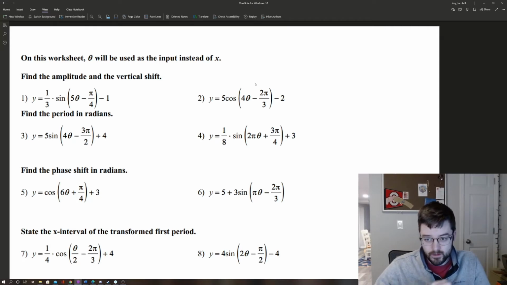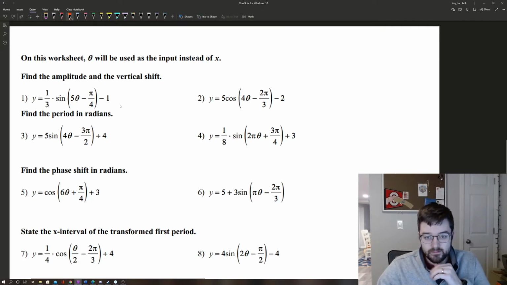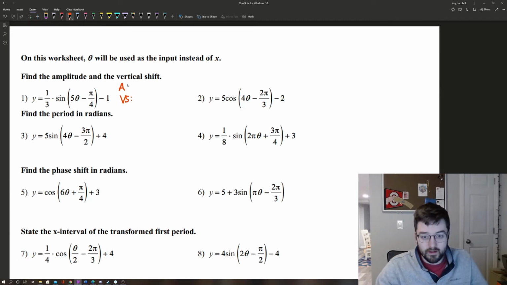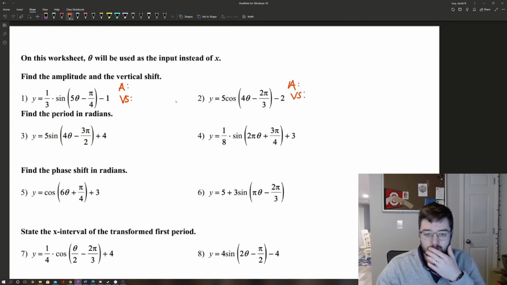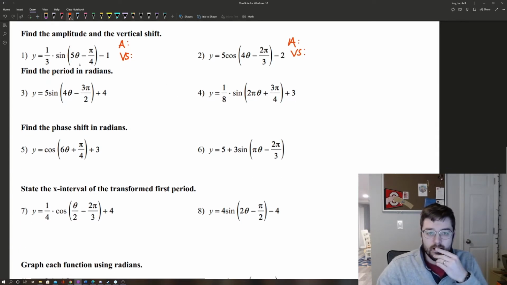The first thing I wanted you all to do is find the amplitude and the vertical shift for 1 and 2. I'm going to leave this up to you because it should be fairly easy if you remember. You can denote these things with different letters. You can try that out. Not too difficult to notice there. I'm going to put up my answers for this at the end, by the way.